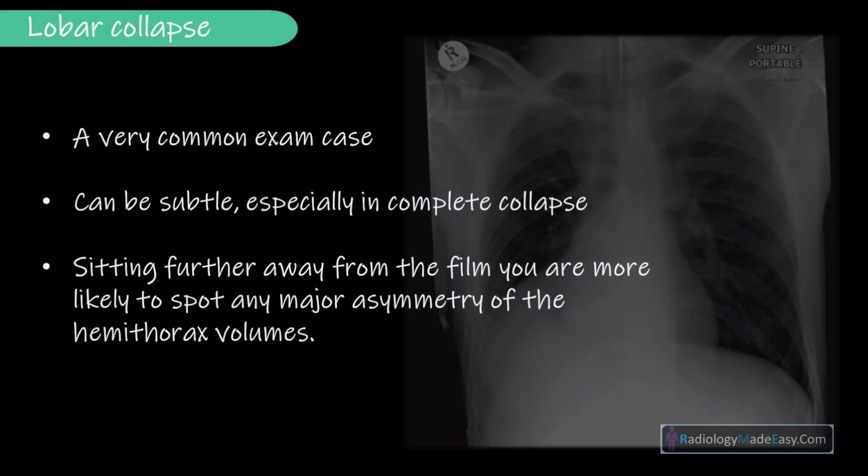Now let's get on to some exam tips regarding lobar collapse. Please remember, this is a very common exam case. It can be subtle, especially in complete collapse. Sitting further away from the film, you are more likely to spot any major asymmetry of the hemithorax volumes.